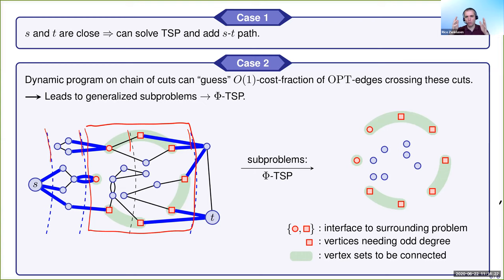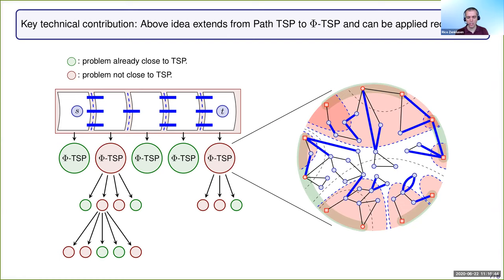And we define a new problem class for that we call phi TSP. So people have used similar dynamic programming ideas in related contexts, but there they just guessed a single edge typically. And by guessing a single edge, then the problems in between remain path TSP problems, and this makes things much simpler. So maybe the last thing I want to say about the technical aspect is, maybe the key technical contribution is we show that this idea of these two cases that we had beforehand for path TSP, this extends also to phi TSP.